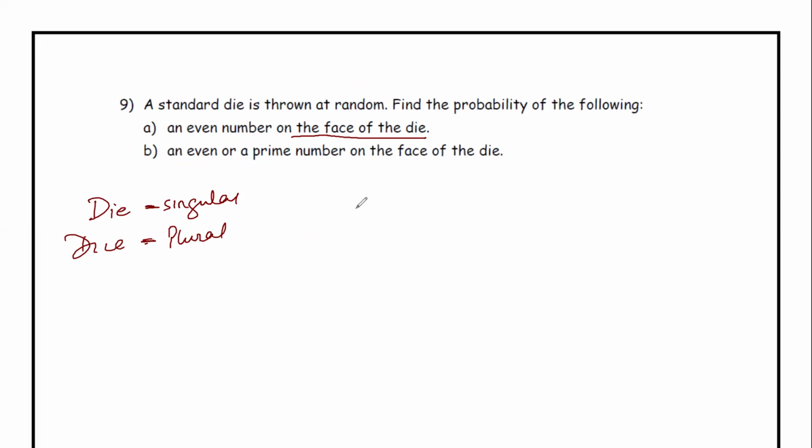So if you've got a dice, remember always that the opposite faces will have a sum of seven.